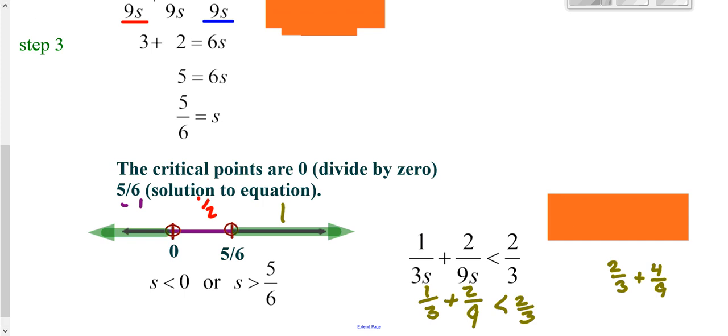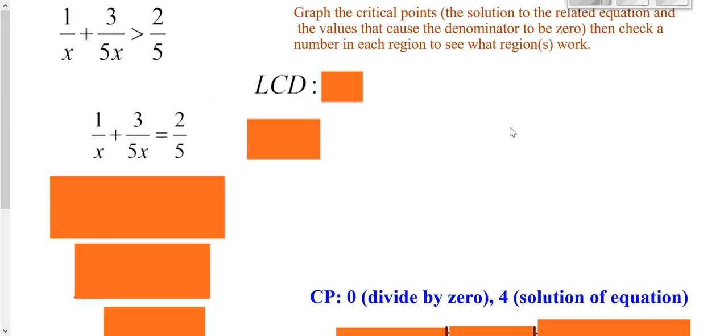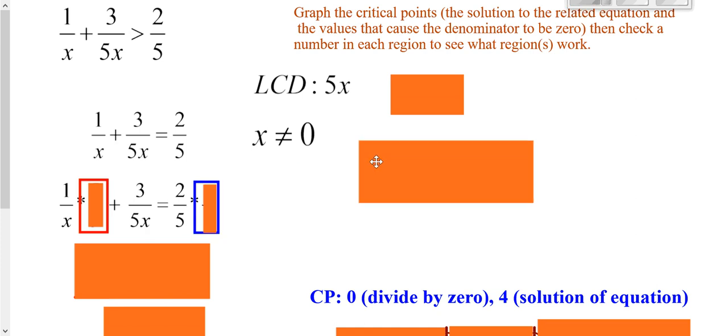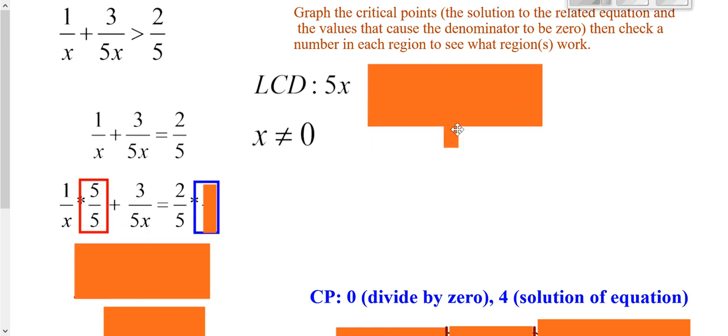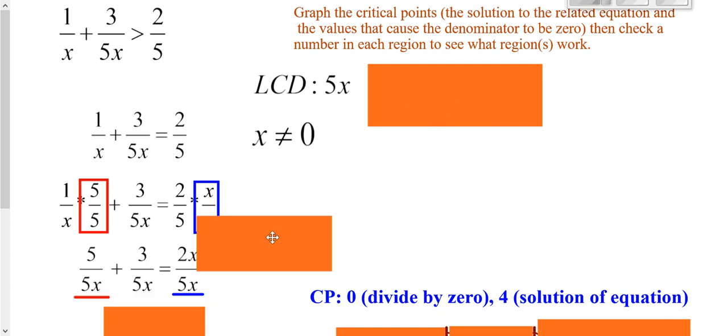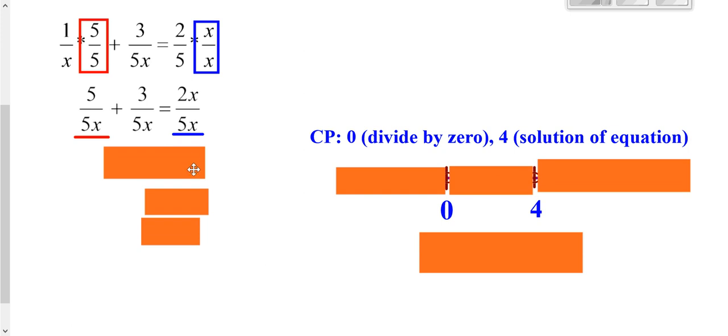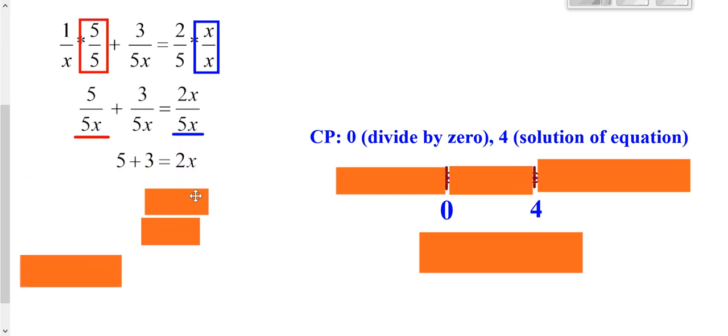So try this last one on your own, and then go ahead and watch the video. Find your LCD, which is 5x. Also, take what's in the bottom, set them all equal to 0 to find what you cannot use, which in this case happens to be 0 again. Multiply by special forms of 1 to get your least common denominator of 5x. Write each thing as single fractions. All the denominators are equal, so you can just work with the tops. Then you do a nice normal solving like normal.